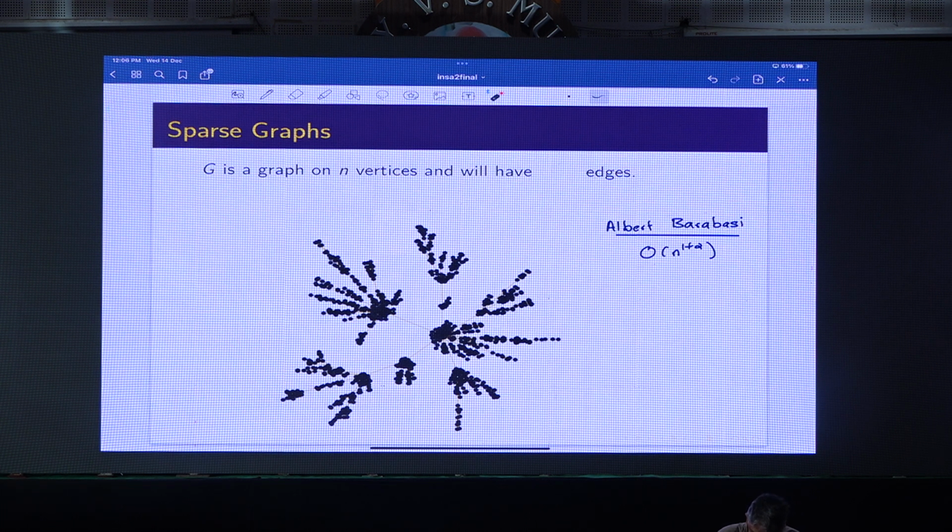So here the key is that this is achieved in the following manner, that there are few vertices with high degree. That's how this feature is achieved in this graph. Okay. Then I'll come to the dense regime.